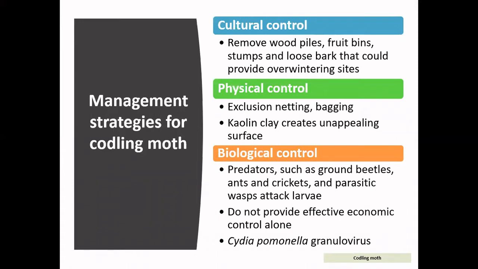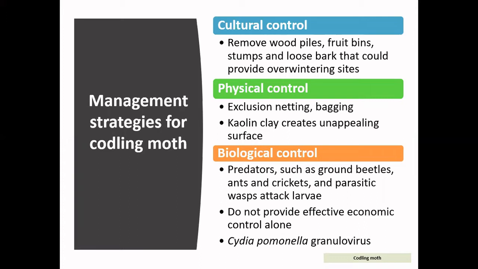So in terms of managing codling moth, trying to limit the overwintering sites in and around the orchard can really help reduce populations. And so that's trying to remove things like wood piles, fruit bins, any sort of loose bark that may be around or in the orchard, as these would be sites that they would prefer for overwintering.